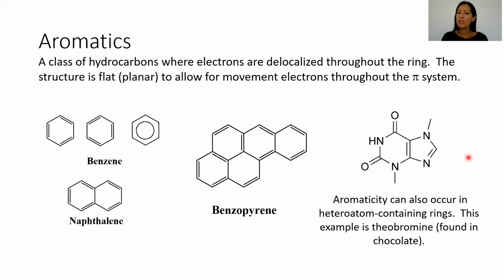You can also have aromaticity in some heteroatom containing ring systems. So to help you visualize that this is aromatic, you can move the double bonds around the ring, but it might also help to draw a resonance structure here, an N-N double bond, and then this pi bond breaking to form a lone pair here.